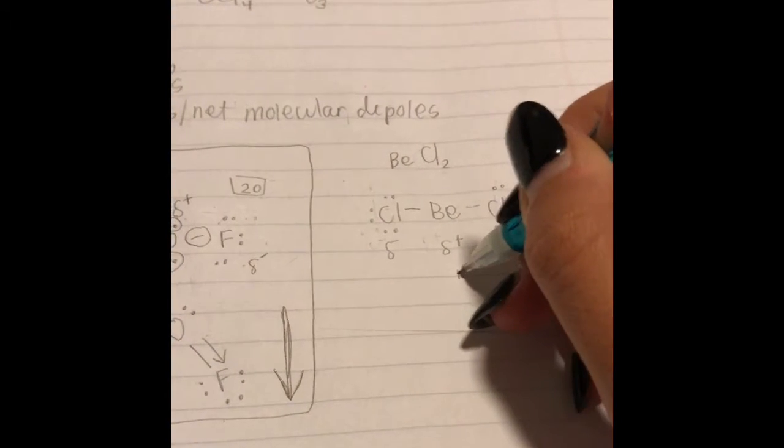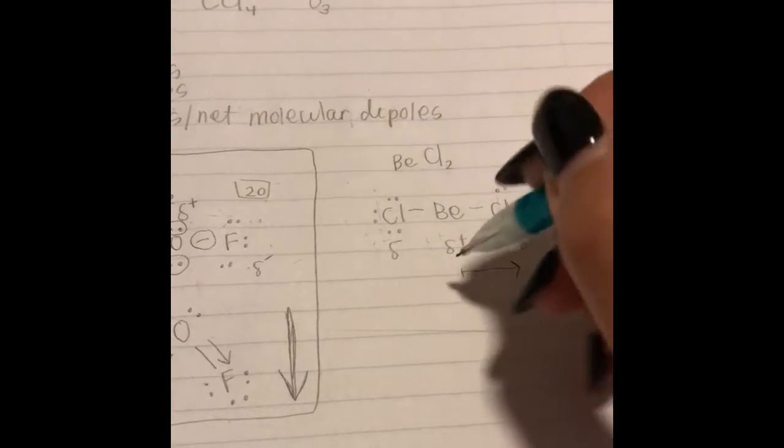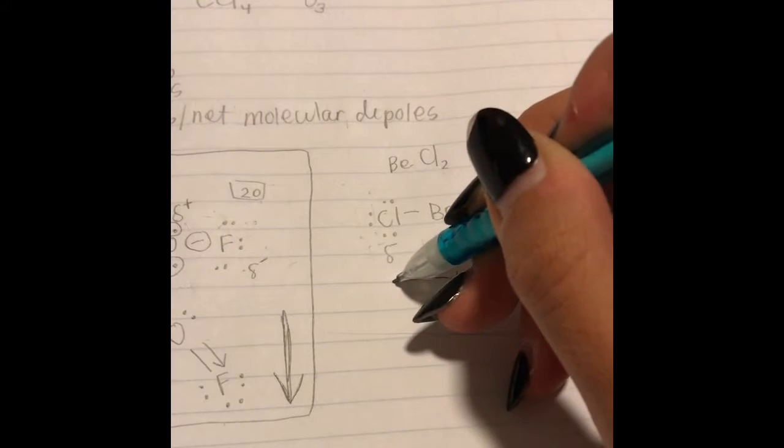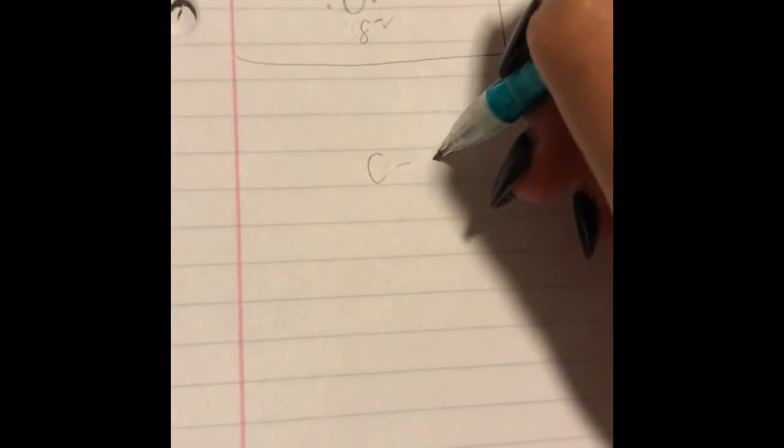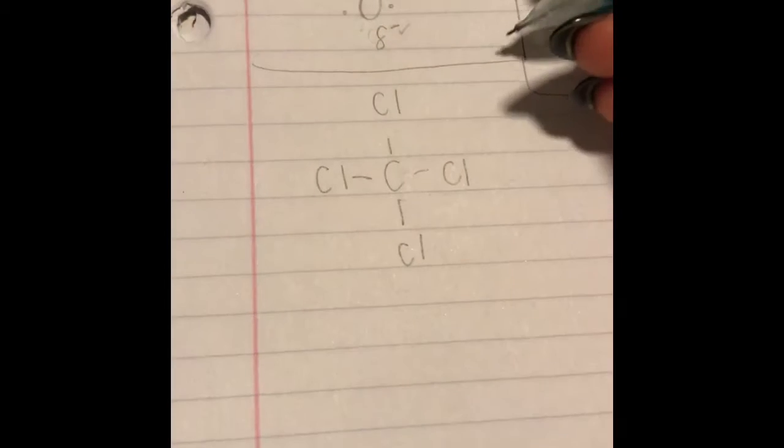The bond dipoles point from beryllium to chlorine. The molecular geometry is linear, causing the bond dipoles to cancel, meaning there is no net molecular dipole, and this is a nonpolar molecule. Chlorine is the more electronegative atom of the 2, so it goes on the outside.